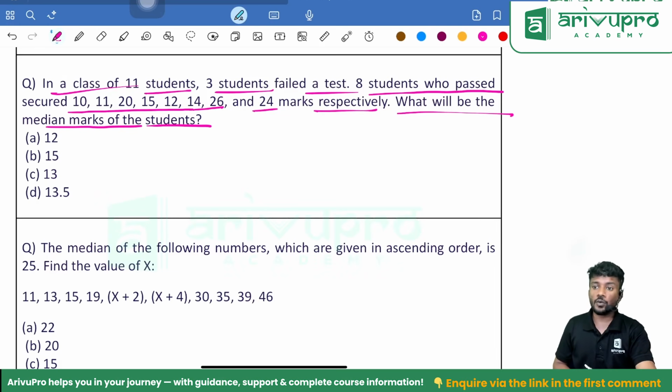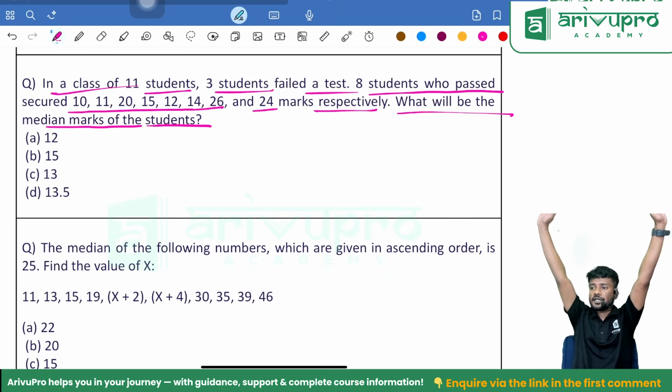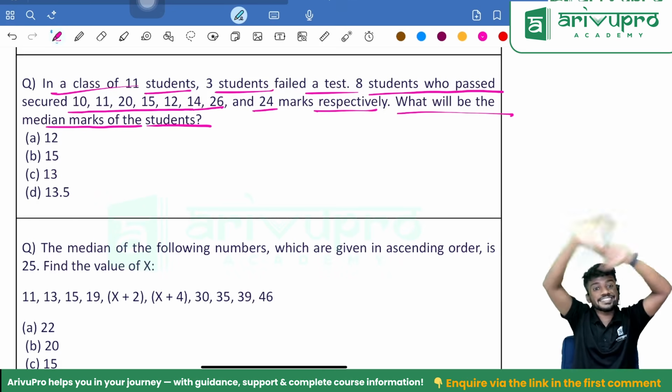First, we need to arrange them in ascending order. But how many students are there in total? 11 students are there in total. We need to consider those students who failed also. Correct now? So we need to consider everyone.